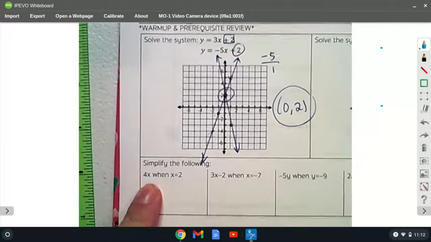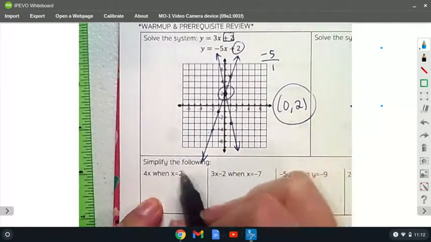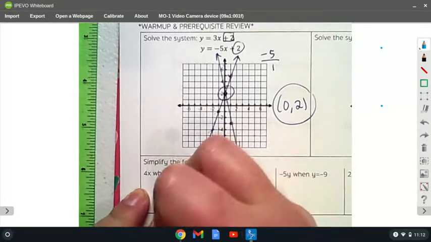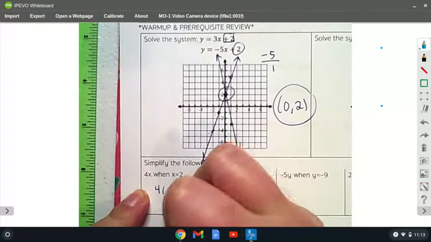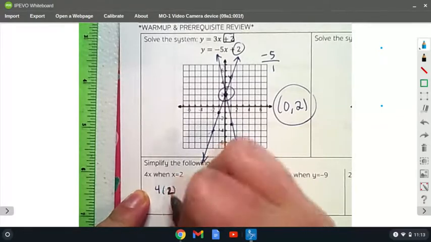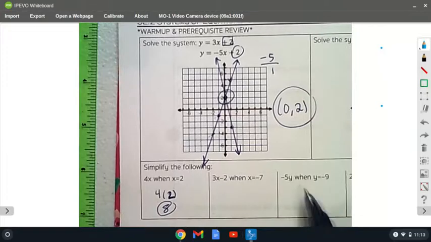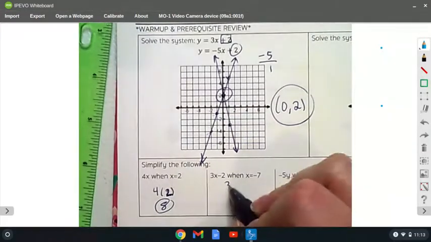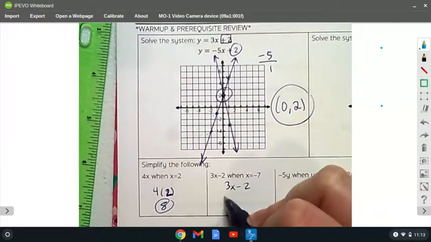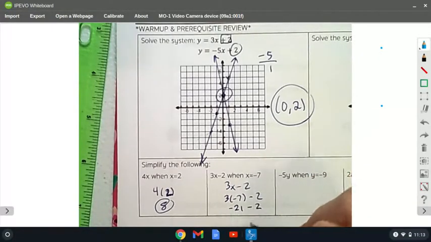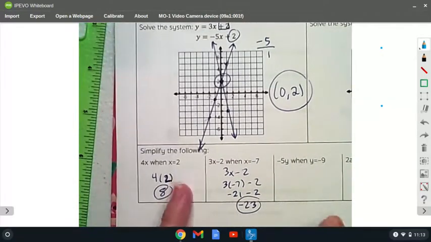This is just some practice solving equations. So simplify the following. Simplify 4x if x equals 2. So I would just plug in 2 for x. 4 times 2 would be 8. Here, if I simplify 3x minus 2, when x is -7, I'd plug in the -7. That would give me -21 minus 2, which is -23. So this is just practicing on the original idea of substitution.